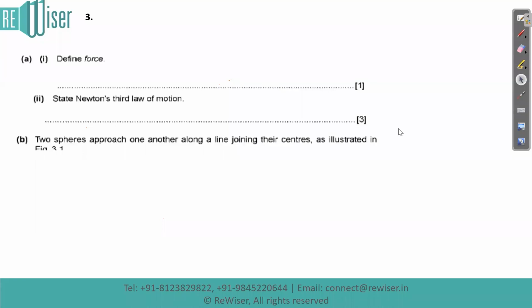Third question A, define force. Force is nothing but rate of change of momentum. Basically, if a force is applied in this direction, force is defined. Obviously, this object will have mass m, right? Now, momentum is equal to mass into velocity.